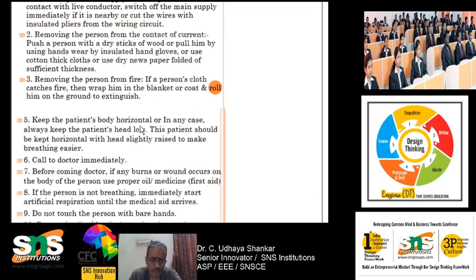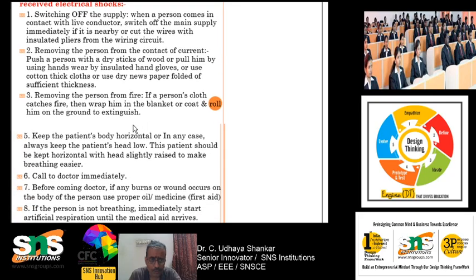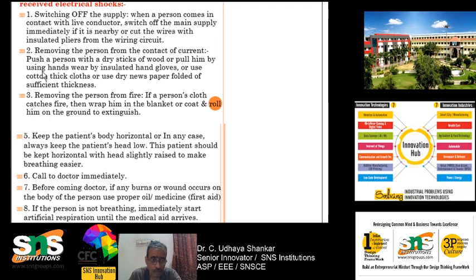So how to rescue? Here, the activities to be performed are: we have to switch off the supply immediately whenever a person comes in contact with a live conductor, and we have to remove the person from the contact. We push the person with dry sticks of wood, or pull him using hands while wearing insulated hand gloves, and then remove the person from the fire.